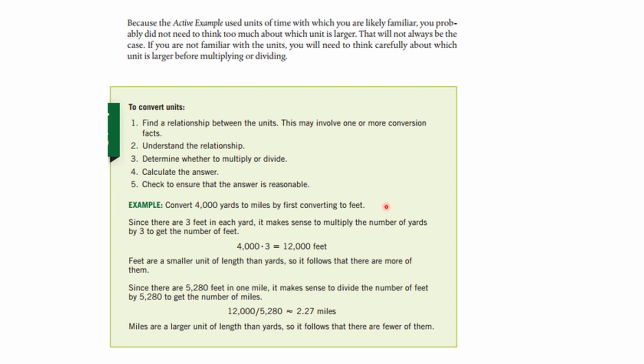So here's an example. Convert 4,000 yards to miles by first converting to feet. Since there are 3 feet in each yard, it makes sense to multiply the number of yards by 3 to get the number of feet. So 4,000 times 3 is equal to 12,000 feet. Now feet are smaller units than yards, so it follows that there should be more of them. Now there are 5,280 feet in 1 mile, so it makes sense to divide the number of feet by 5,280 to get the number of miles, and we get that this is 2.27 miles. Miles are a larger unit of length than yards, so it follows that there are fewer of them.